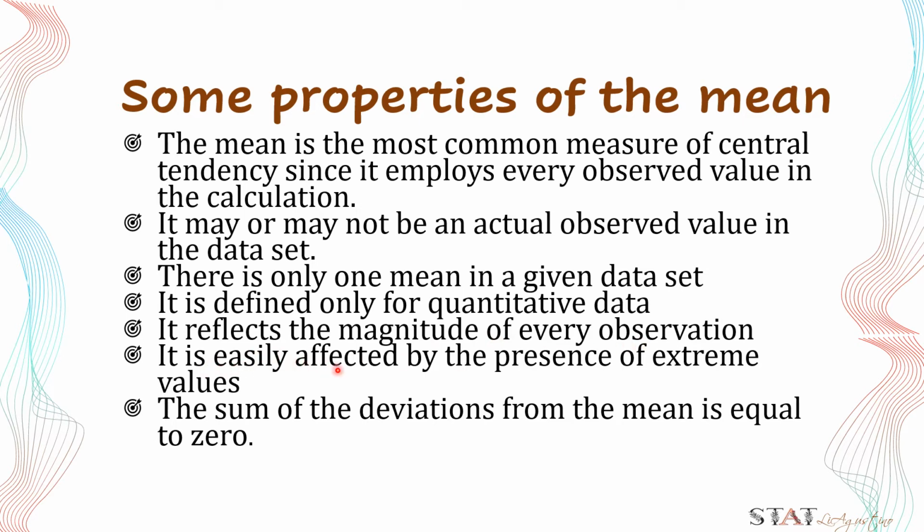It is easily affected by the presence of extreme values. For example, in our previous example, one woman there has 20 children. So of course, instead of 3 as the average number of children, there will be extreme changes in your average because of your extreme values. So the sum of the deviations from the mean is equal to 0.